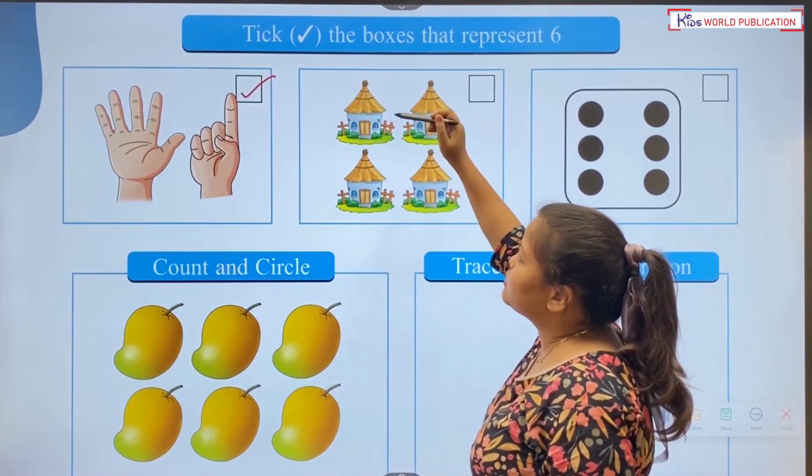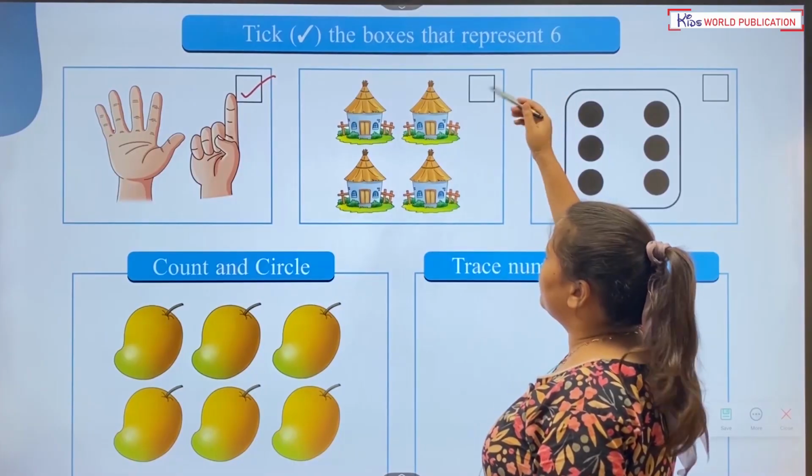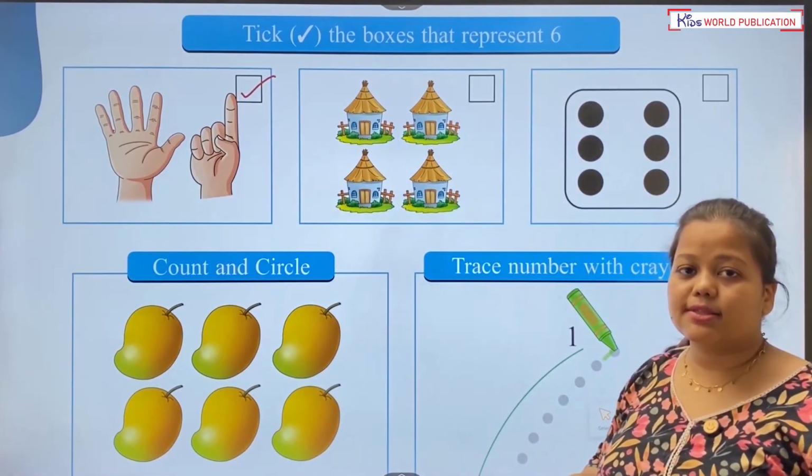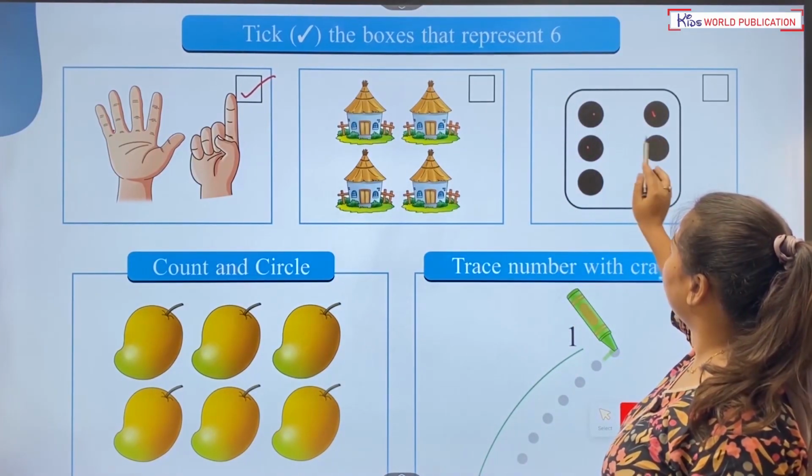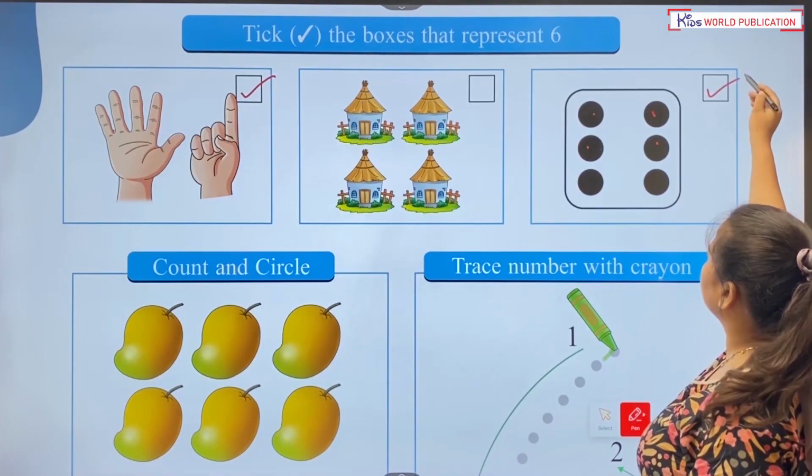How many hearts can you see? 1, 2, 3, 4. No. How many dots can you see in the dice? 1, 2, 3, 4, 5, 6. So yes, we will tick it.